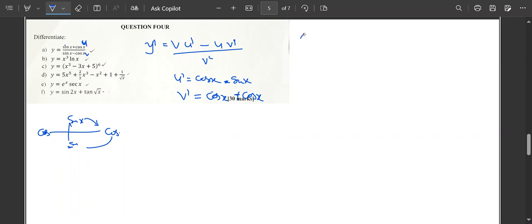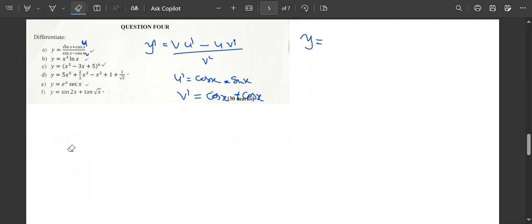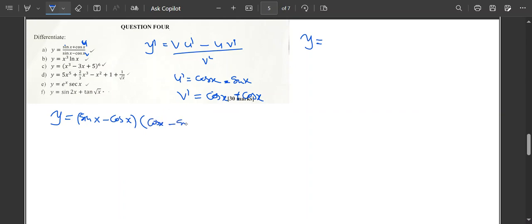So now substituting in the formula, y is equal to, substituting in the formula now, so we have our v. Allow me, the space won't be enough. Let me write here. So substituting in the formula, so we'll have v as the down part. So I'll say sine x minus cos x. Okay, so this is my v. Then my u prime now is what? My u prime is cos x minus sine x.